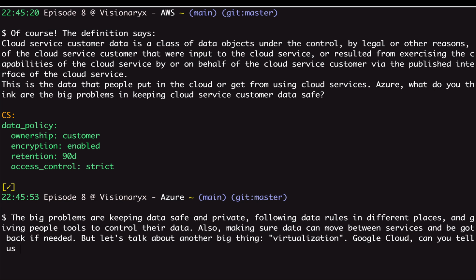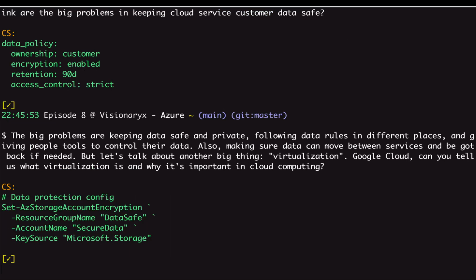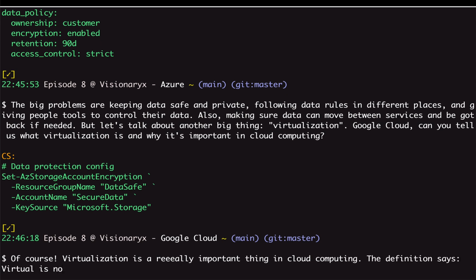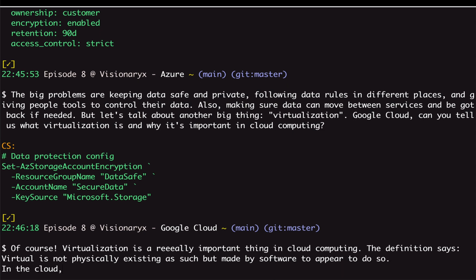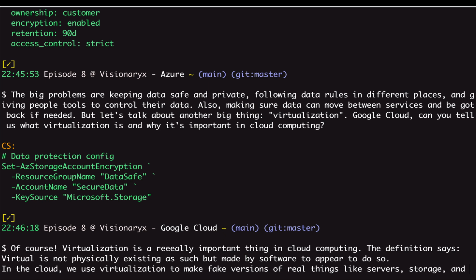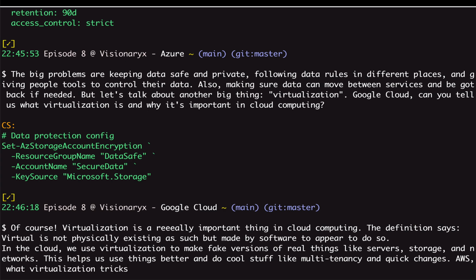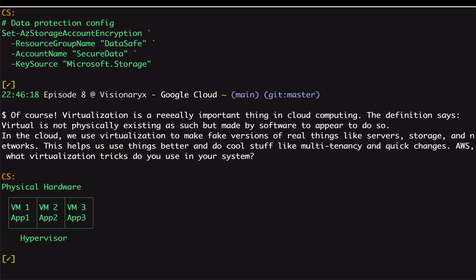But let's talk about another big thing, virtualization. Google Cloud, can you tell us what virtualization is and why it's important in cloud computing? Of course. Virtualization is a really important thing in cloud computing. The definition says, virtual is not physically existing as such, but made by software to appear to do so. In the cloud, we use virtualization to make fake versions of real things like servers, storage, and networks. This helps us use things better and do cool stuff like multi-tenancy and quick changes.